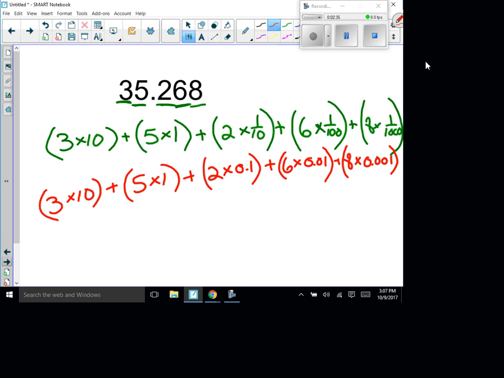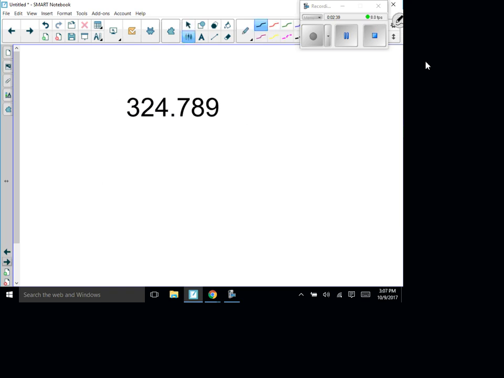Okay, let's take a look at another one. All right, this one: 324 and 789 thousandths. Notice that I say thousandths because that's the last number right here. So that's the last occupied place value. So let's try it out.